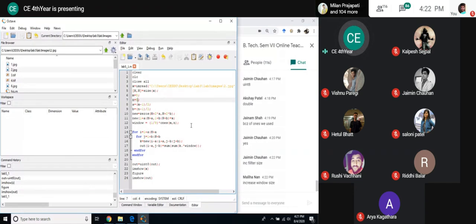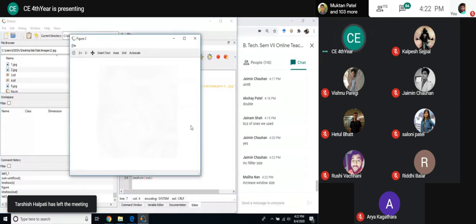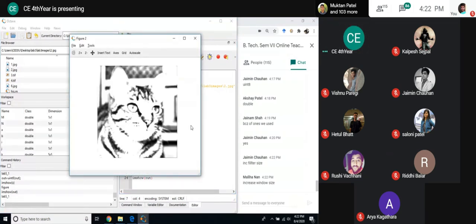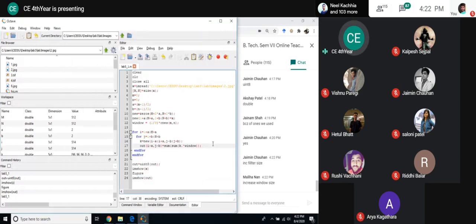Yes, that is true. If I increment the size and increase the size of my window, it will increase the blurring because it will combine more neighborhood impact. It should not be like this. Some issue is there. In some operation we are having the issue. No. What is the problem identified?